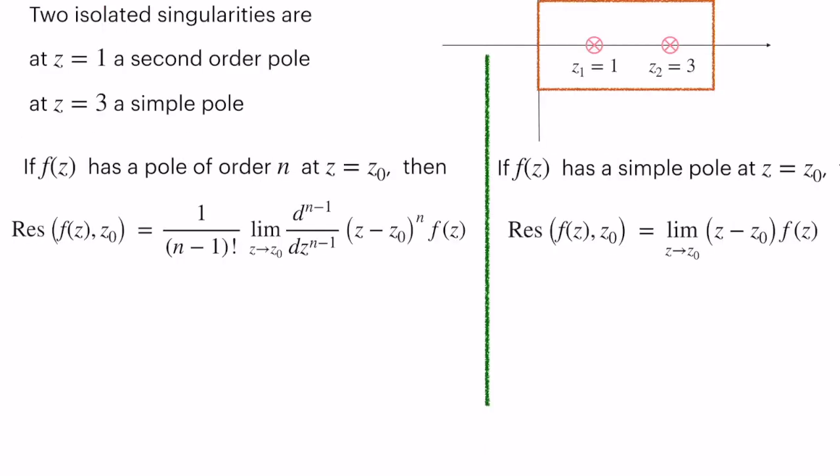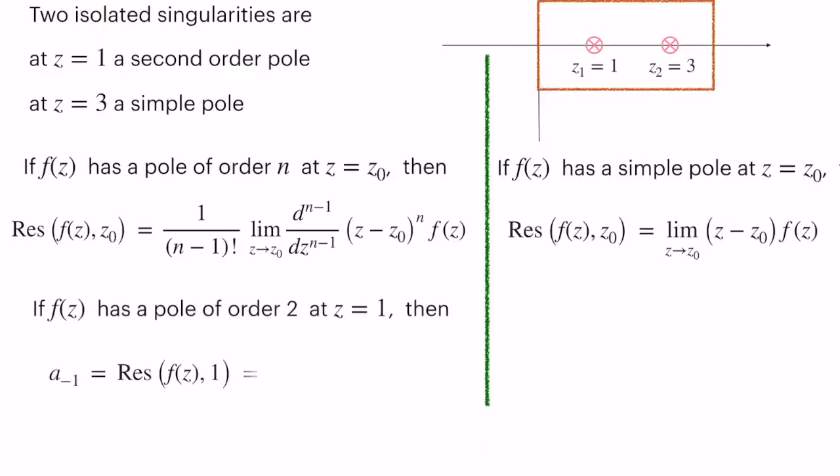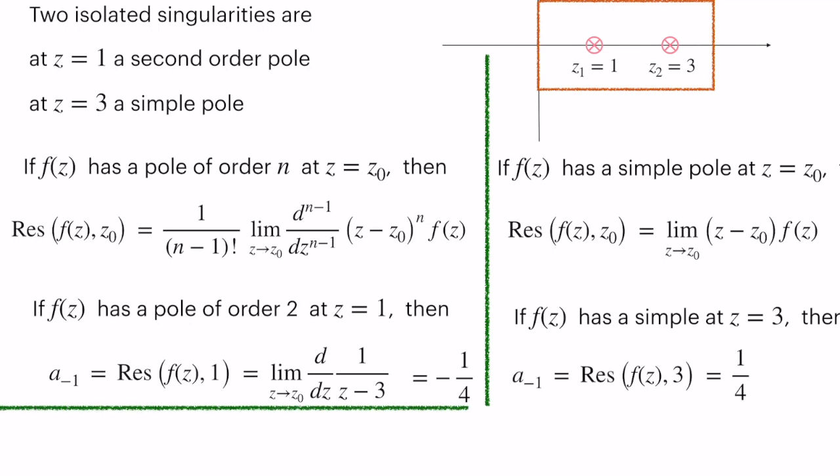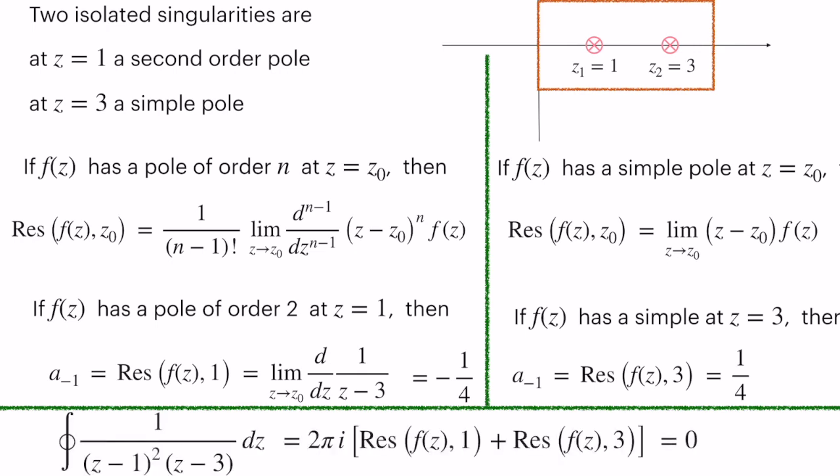Once we do this calculation for the first one, we differentiate 1 by (z minus 3) once and then take the limit z going to 1, and we get the residue to be minus 1 by 4. On the other side, at z equal to 3, we get the residue to be 1 by 4. This turns out to be the same number with opposite sign, and then we can sum them up and multiply by 2 pi i, and that would be the value of the integral, which goes to 0. Again, in this case, the contributions from both singularities cancel out with respect to each other, and we get the contour integral to be 0.